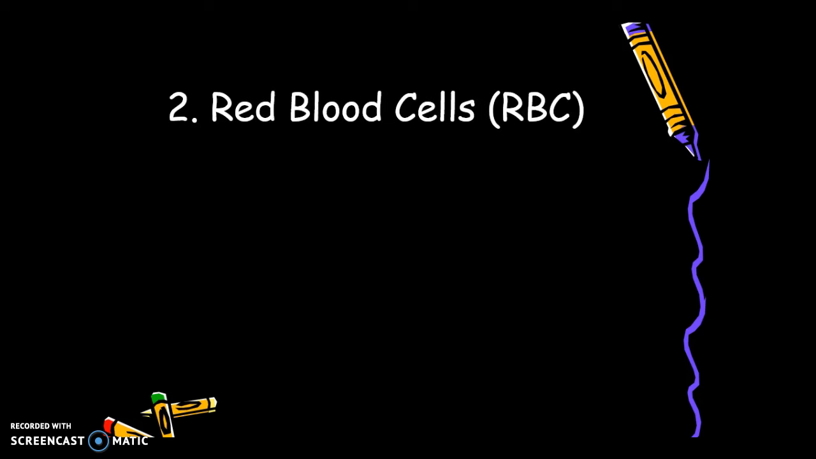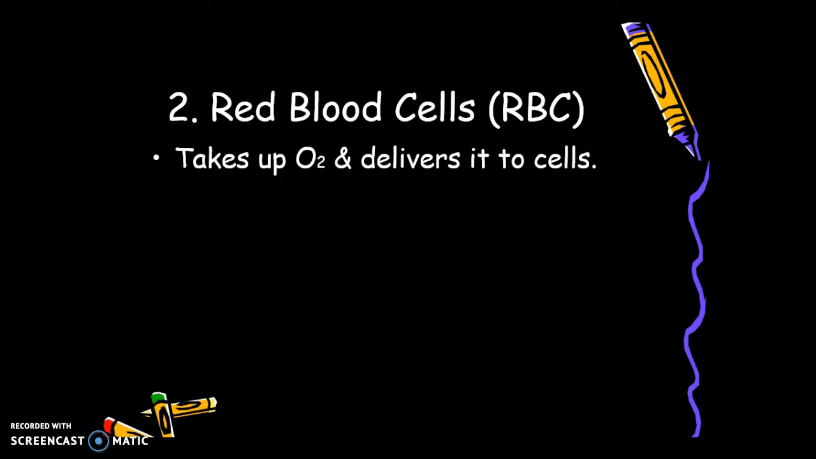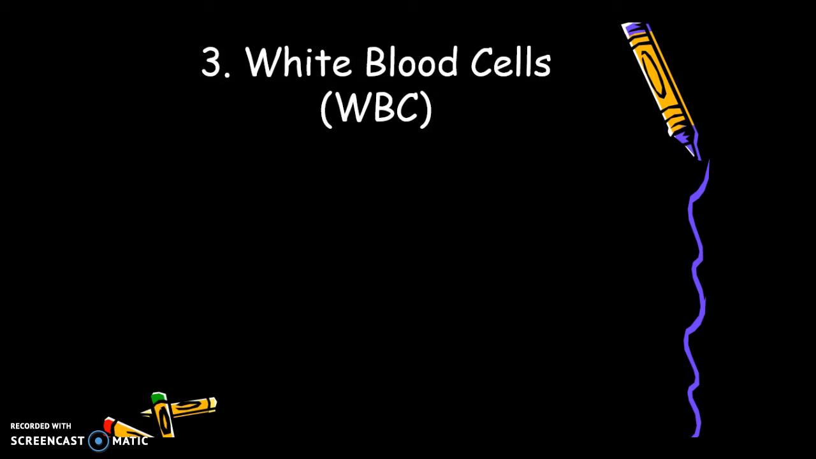The second one, you should have red blood cells written in, and of course we're going to abbreviate that a lot, RBC. And what I want you to put there is red blood cells take up oxygen and deliver it to your cells. That's what you need to remember about red blood cells. That's why blood goes to our lungs. Our red blood cells pick up the oxygen. White blood cells, this is the third column, sometimes abbreviated as WBC, fights diseases. That's what you're going to put there.